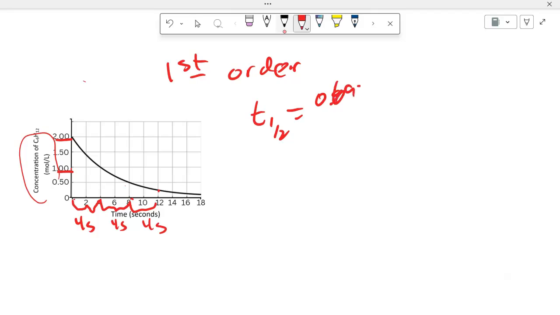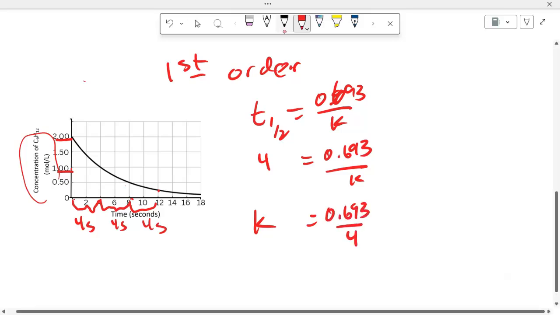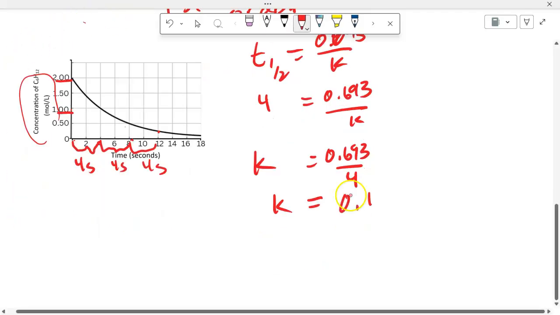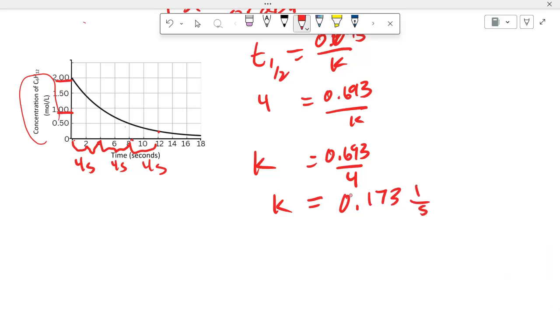0.693 divided by k. And so now what we can do is solve for k to figure out what k is for this. So we take 4 equals 0.693 over k, solve for k, and we're going to get k equals 0.693 over 4, and that is 0.173. And of course, it's first order, so the unit is 1 over seconds.